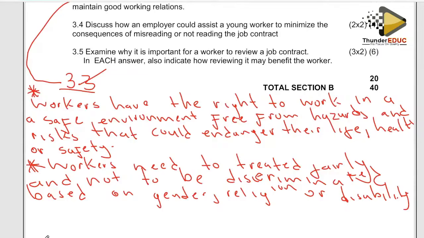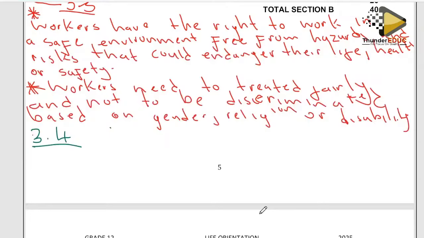Now moving on to 3.4. 3.4 will be our next question. 3.4, discuss how an employer could assist a young worker to minimize the consequences of not reading or misreading the job contract. So you find that job contracts are usually legal documents which young employees might not understand. So it is also the responsibility of the employer to make it easier for the young worker to understand the contract.